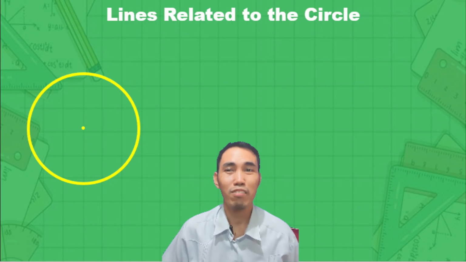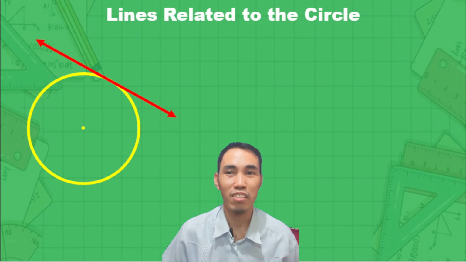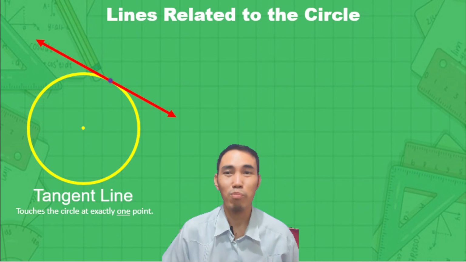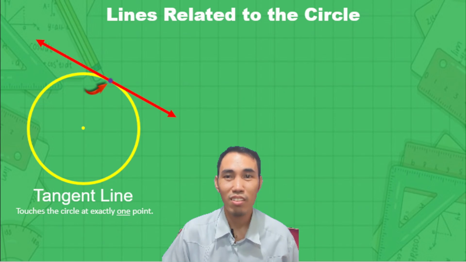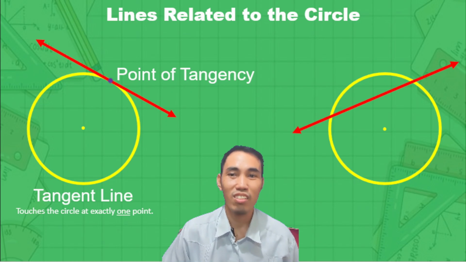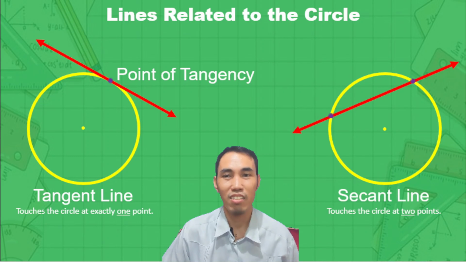Next are lines related to a circle. Let's say we have a line passing here, and it touches the circle at exactly one point. That line is called the tangent line, and that single point where the line touches the circle is called the point of tangency. On the other hand, if a line touches the circle at 2 points, then that line is called a secant line. A secant line to the circle always contains a chord.